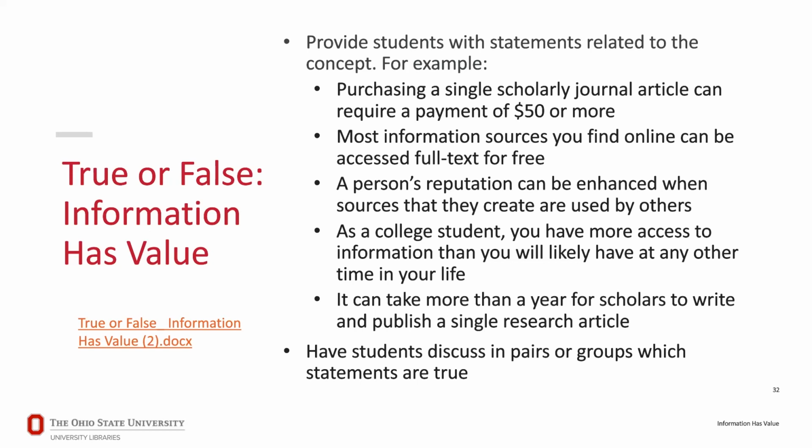And then you can use this to generate an additional discussion on, why might it cost $50 to buy an article? Who's getting that money? Is it going to the author? Probably not. Is it going to the publisher? Yeah, right. So, you can use those to get an understanding of what students think or know about this concept. And then each statement can be used to generate additional discussion so that you can start getting students thinking critically about this topic.